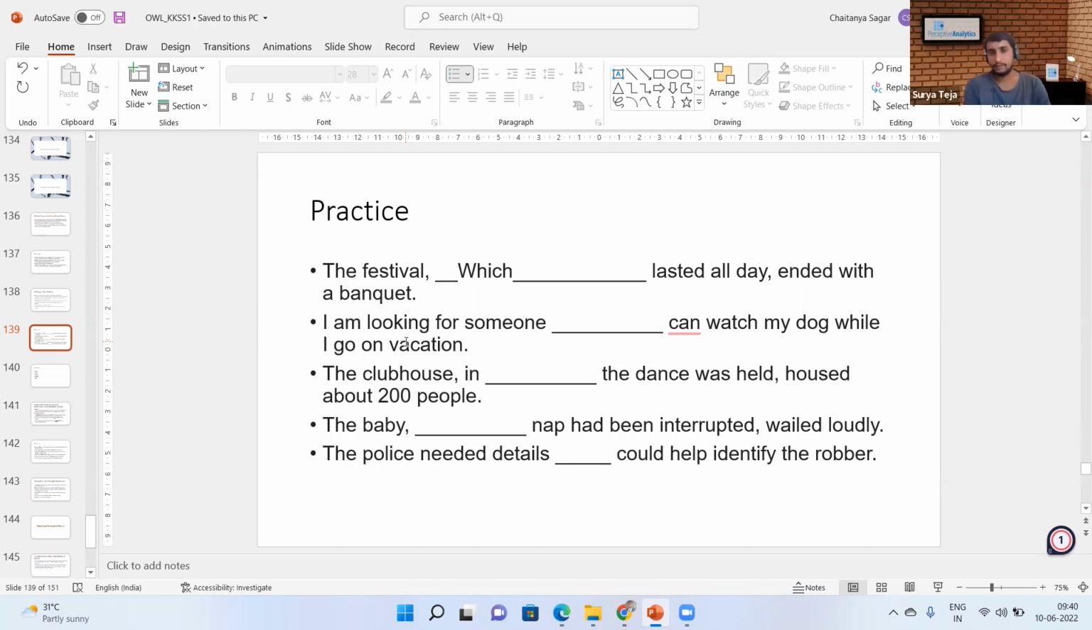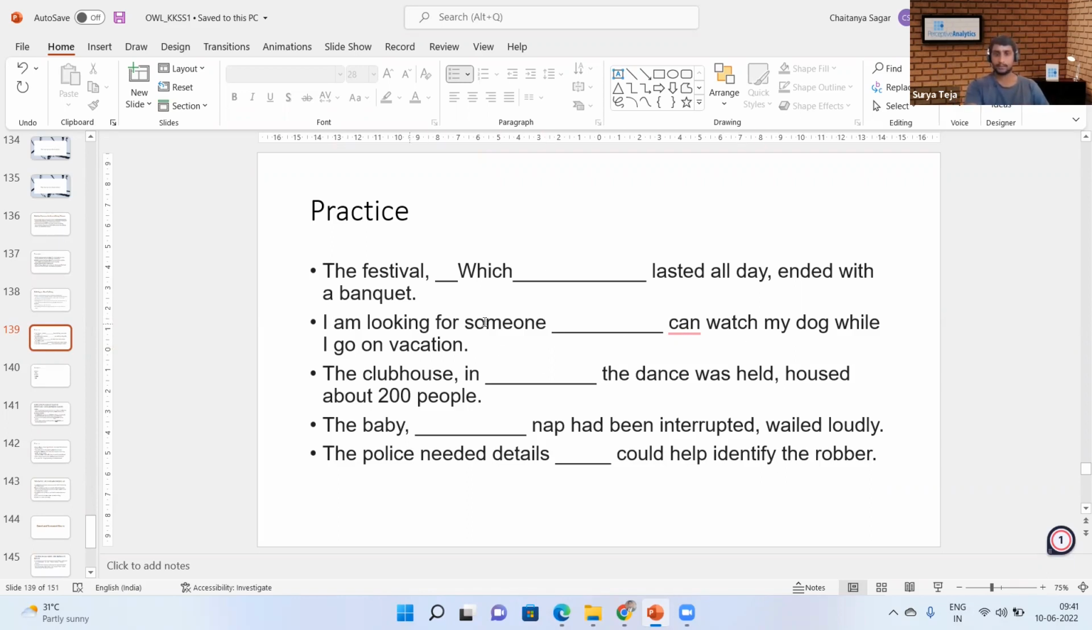So that is true. I'm looking for someone who can watch my dog while I go on a vacation. If you see here, the whole sentence is an important one. There is nothing called non-essential information. What the author is saying is that I'm looking for someone who can watch my dog while I go on a vacation. So every bit is essential. Why is he looking for someone to watch the dog? Because he's going on a vacation. So everything becomes essential information, and that's why there is no comma here.